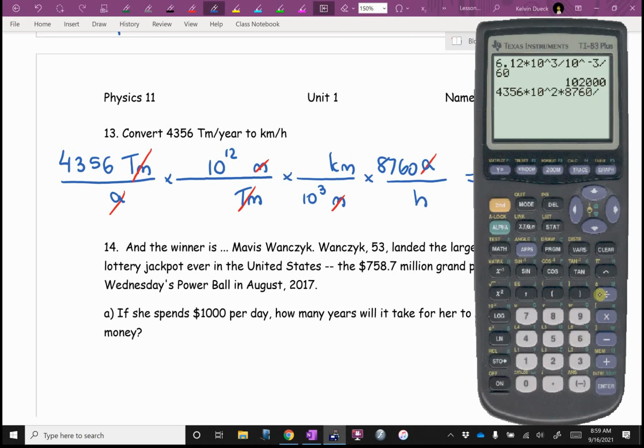I wonder if you were all clever enough to save yourself some work. I was. Oh, I got a typo. Have I made a mistake? Can you see it? What did I do wrong? Oh, I put the 8,760 in the wrong place?